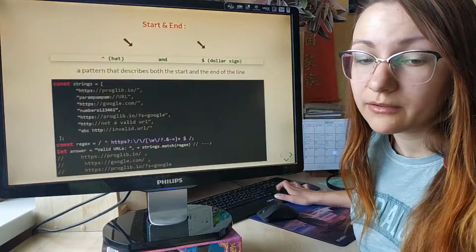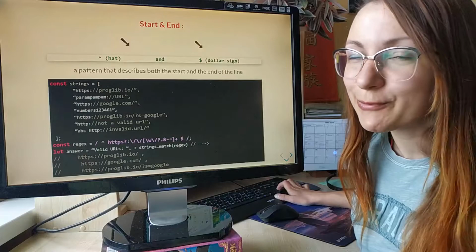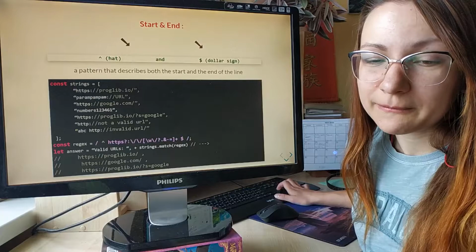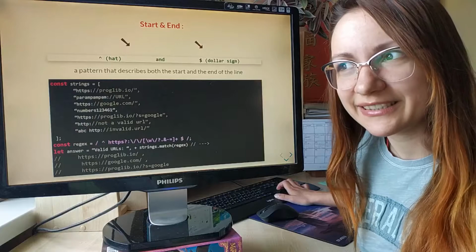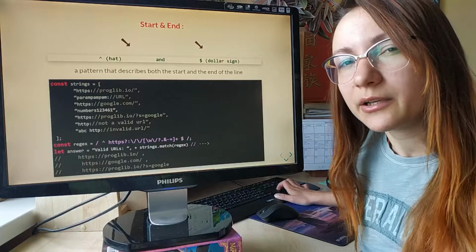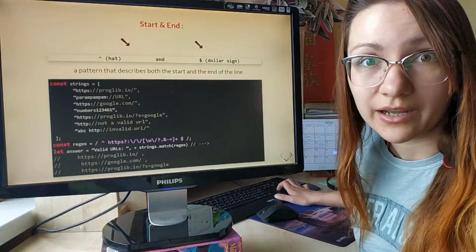And a pattern that describes both the start and the end of a line is a pair of quantifiers, hat and a dollar sign. Did you notice that there is a difference? Yes, the hat is used inside the square brackets to exclude characters, like we saw in a previous example, and here to indicate the start of the line. So you should be careful with it.